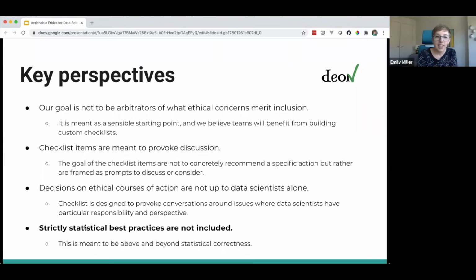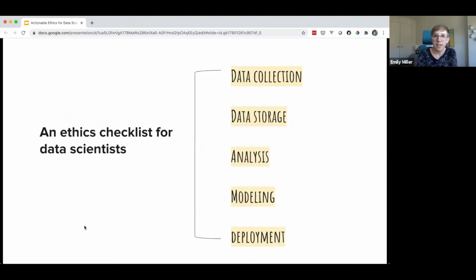And lastly, statistical best practices are not included in the checklist. The checklist is really meant to go above and beyond statistical correctness. So the checklist is broken up into 5 sections: data collection, data storage, analysis, modeling, and deployment. And this is because there are different ethical considerations that arise at different parts of the data science process.